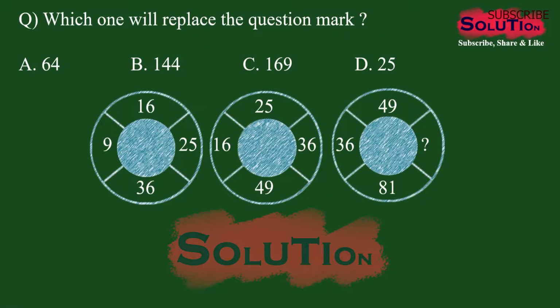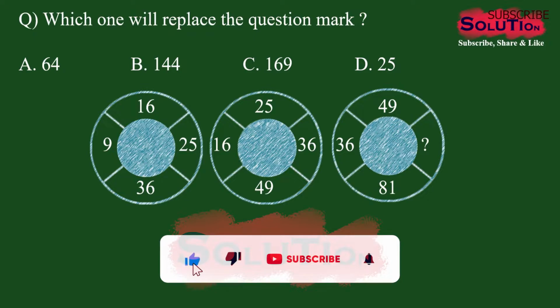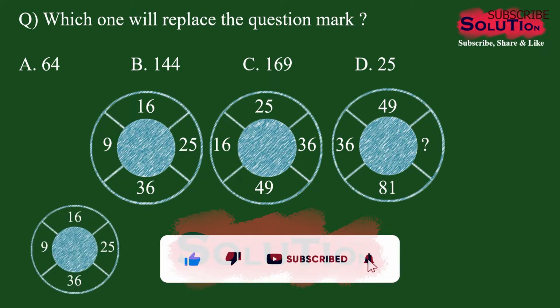So, we have a question mark here in the figure, and we have to find out what will come in the question mark. We have three circles, and in the three circles we have four numbers. Let us start with the first circle.